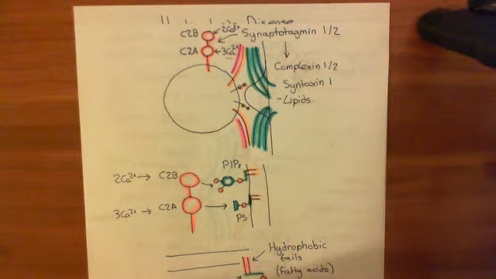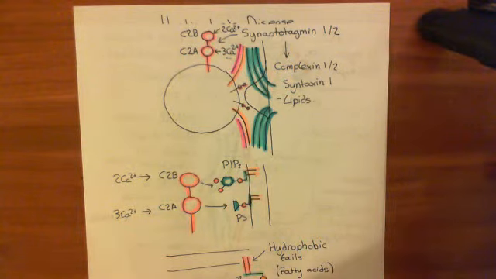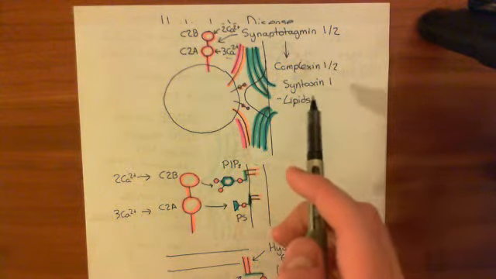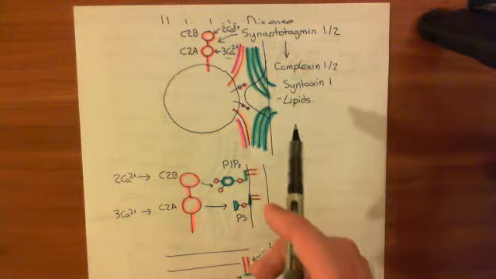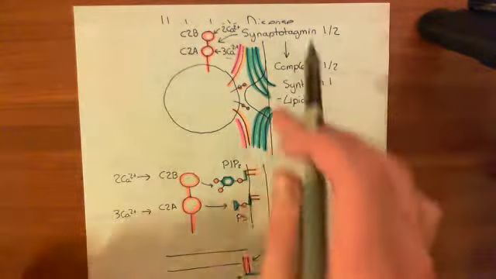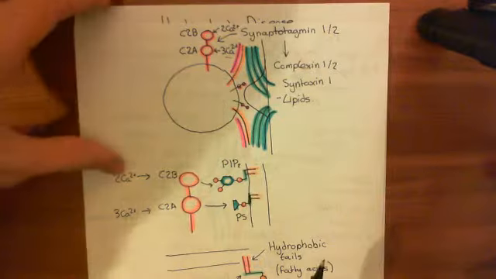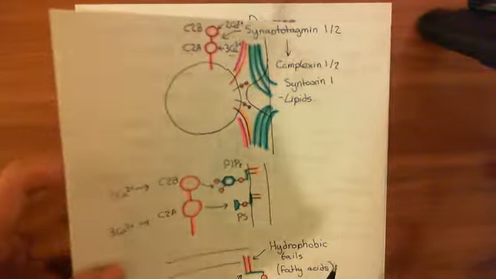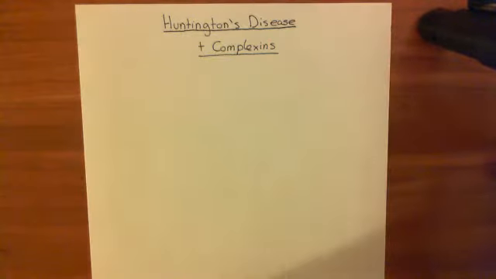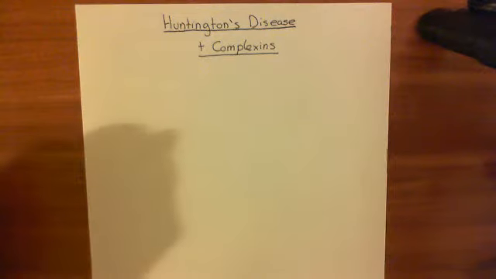Okay, and so that interaction of synaptotagmin with complexin is thought to be very important in driving the release of neurotransmitter. In addition, we know that synaptotagmin interacts with syntaxin 1 and also with the lipids to produce this invagination of the membrane inwards that's going to bring this plasma membrane closer to the phospholipid bilayer of the vesicle. Okay, so now let's discuss what this all has to do with Huntington's disease.